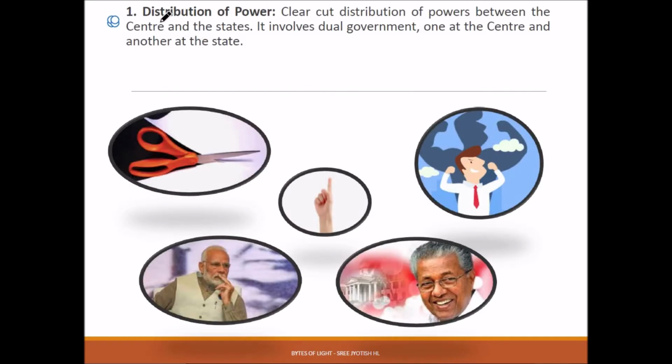First test, it's about the distribution of power. That is, there is a clear-cut distribution of powers between the center and the states, and it involves a dual government. One at the center and one at the state. That is, Pinarayi Vijayan government in Kerala and Narendra Modi government at the center. Let's go to the second test.